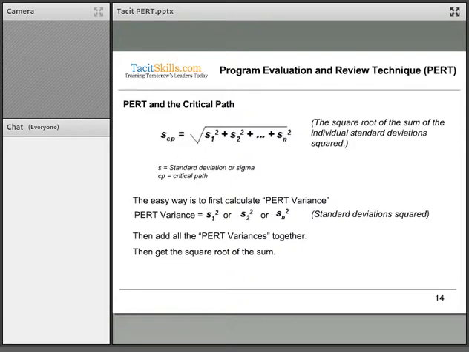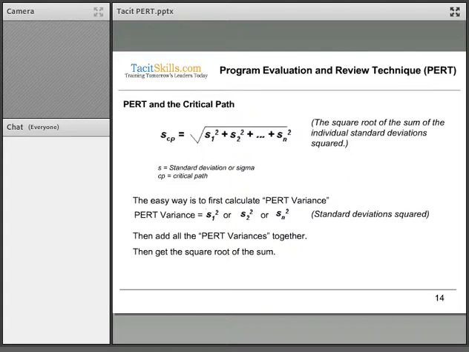So what I'm going to do is take the standard deviation for the first one, in this case A, multiplied by itself, plus the standard deviation for B, 1.5, multiplied by itself, and so forth and so on. Add all of them together, and then we determine the square root of that. And that would give us a much more realistic standard deviation for the critical path.